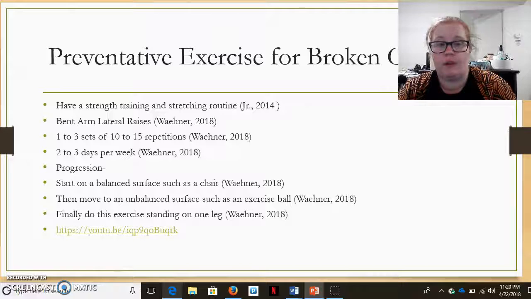So one of the strength routines is bent arm lateral raises. So you're going to do 1 to 3 sets of 10 to 15 repetitions, 2 to 3 days a week. And a progression of this is start on a balanced surface, such as a chair. Then you're going to move to an unbalanced surface, such as an exercise ball. And then finally, you're going to do this standing on one leg.